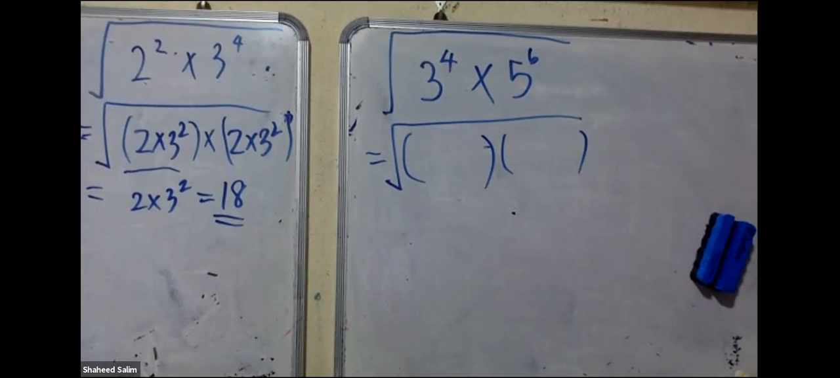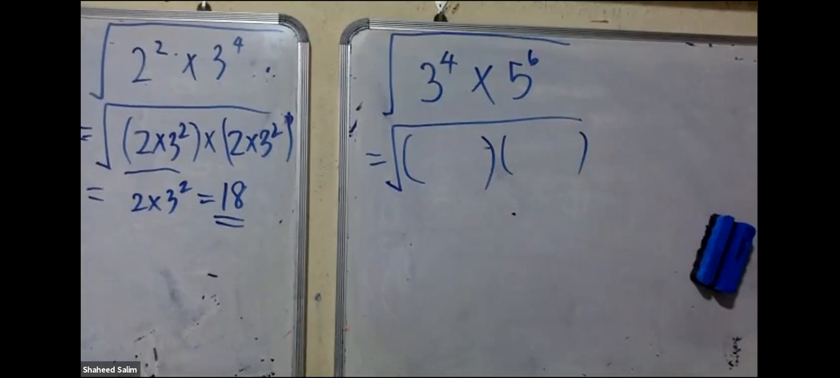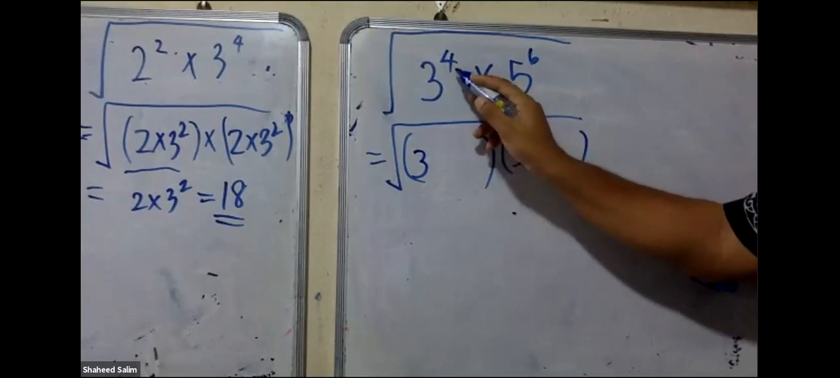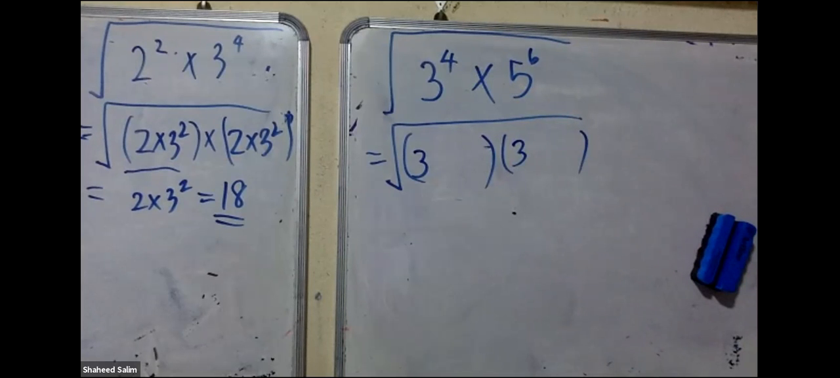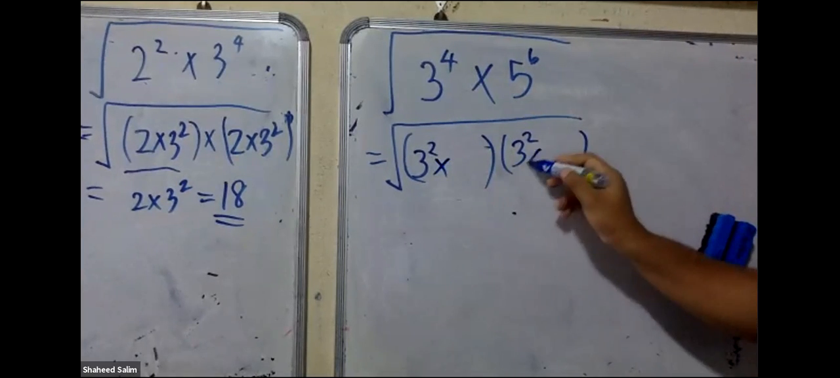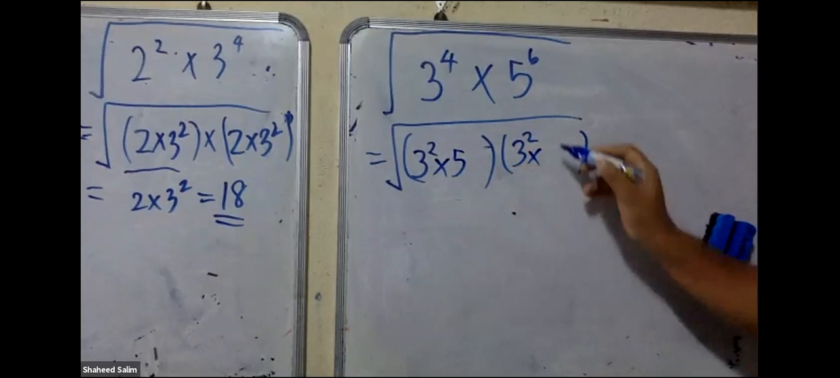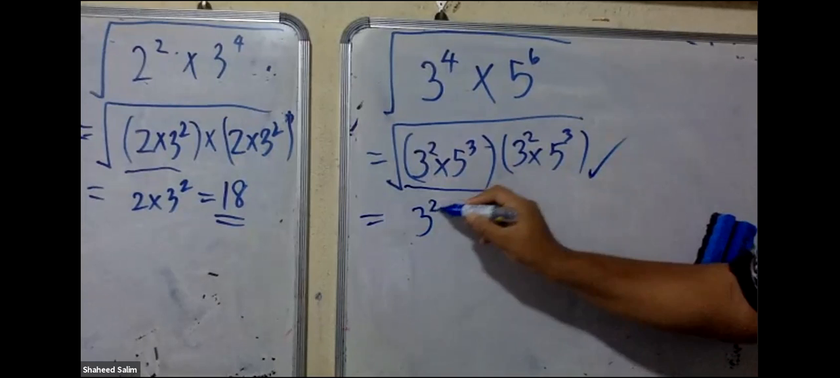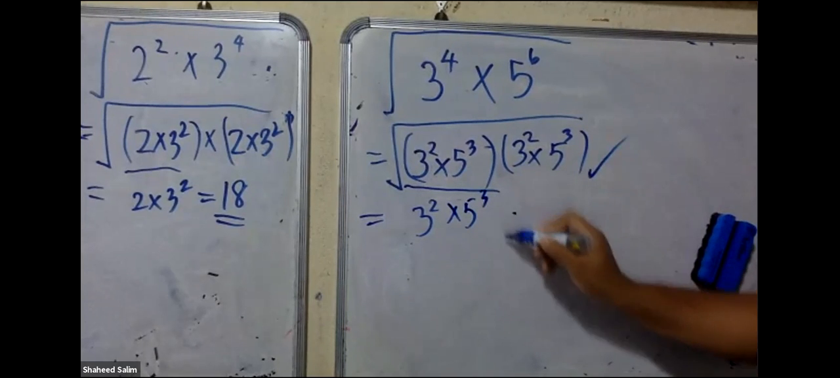Can I use calculator? Just tell me from here. 3 to the power of how many? Divide this by 2. 3 to the power of 2. Can you see now down here? 2 is 4. Okay, good. Times 5 to the power of 3. Correct. So if I ask you to find the square root, you just take one of the numbers: 3 to the power of 2 times 5 to the power of 3.